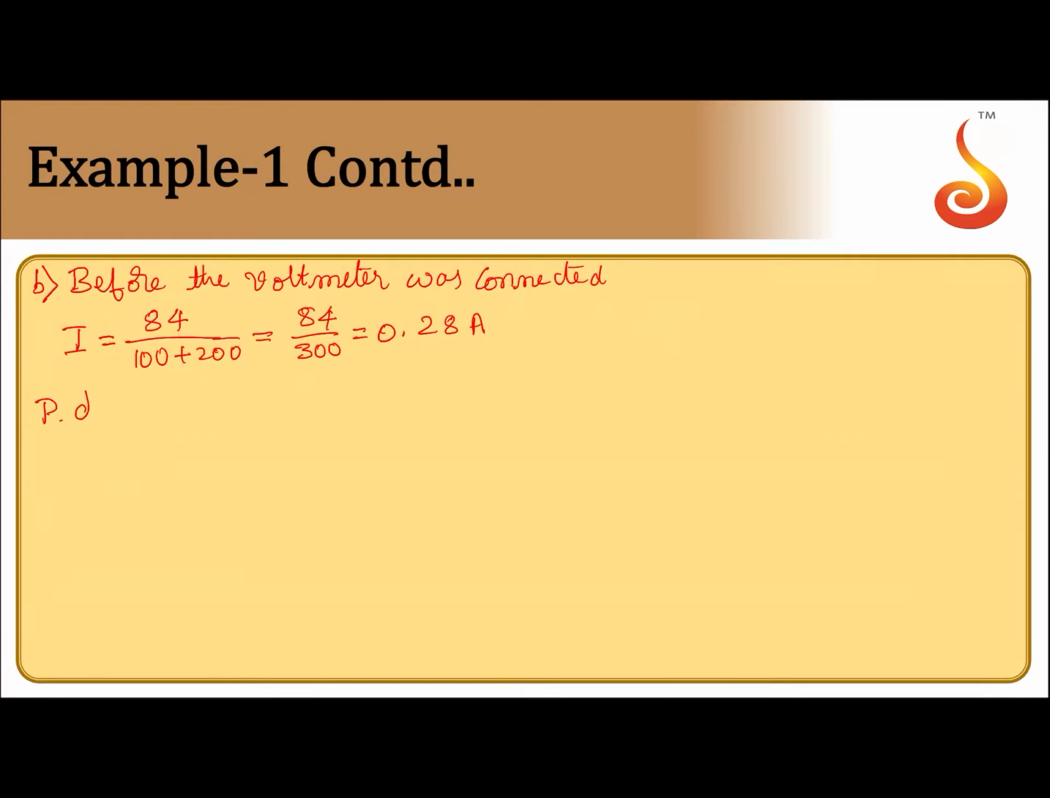Now potential difference across 100 ohm is equal to current 0.28 into resistance, that is 100, that is equal to 28 volt. So before connecting voltmeter, potential difference across 100 ohm was 28 volt. After connecting, it becomes 24. So this is the expected answer.